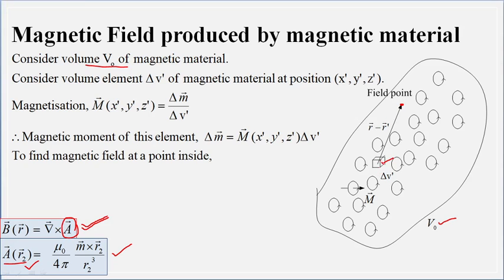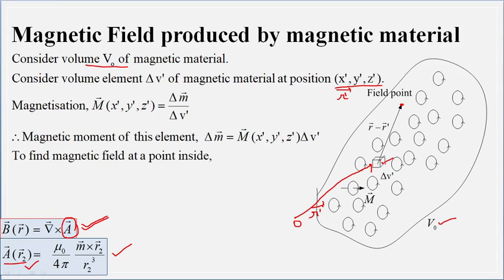Now this volume element is at this position, x dash, y dash, z dash. So the corresponding position vector is r dash. The position vector r dash means we take some origin, and then the position vector goes like this. This is r dash, the position vector of that element.